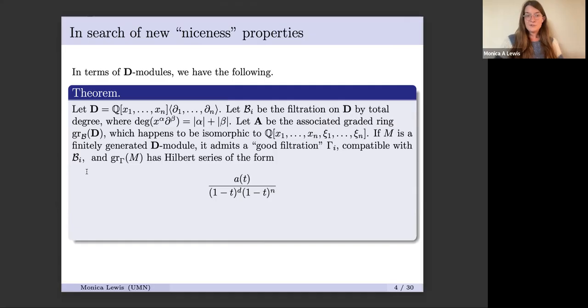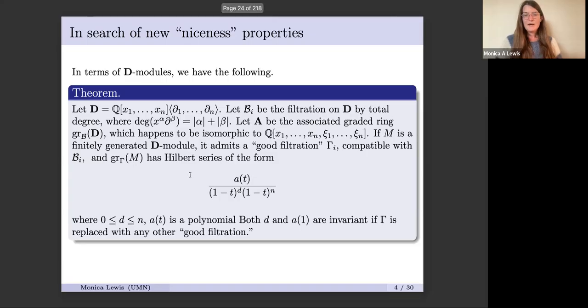Such that the associated graded, which is a finitely generated module, so good filtration means the associated graded is finitely generated over the associated graded ring. And the Hilbert series of that associated graded looks like some rational function, polynomial A(t) over (1 - t)^d (1 - t)^n, where I'm being deliberately obtuse by separating these two parts. So d is some integer that ranges between 0 and n, and A is some polynomial. Both d and A(1) turn out to be invariant if Gamma is replaced with any other good filtration.